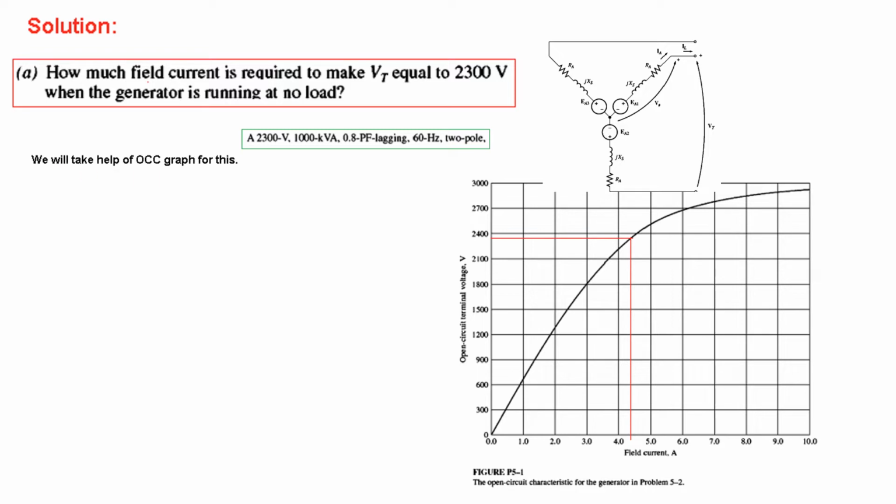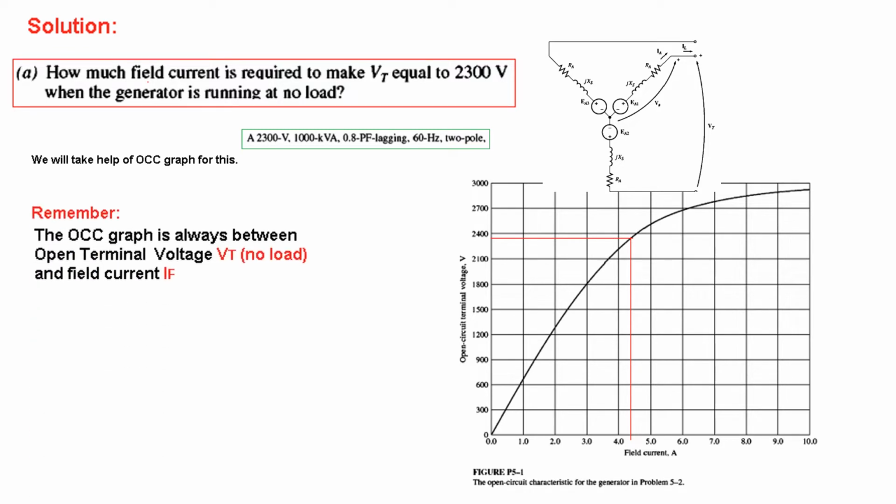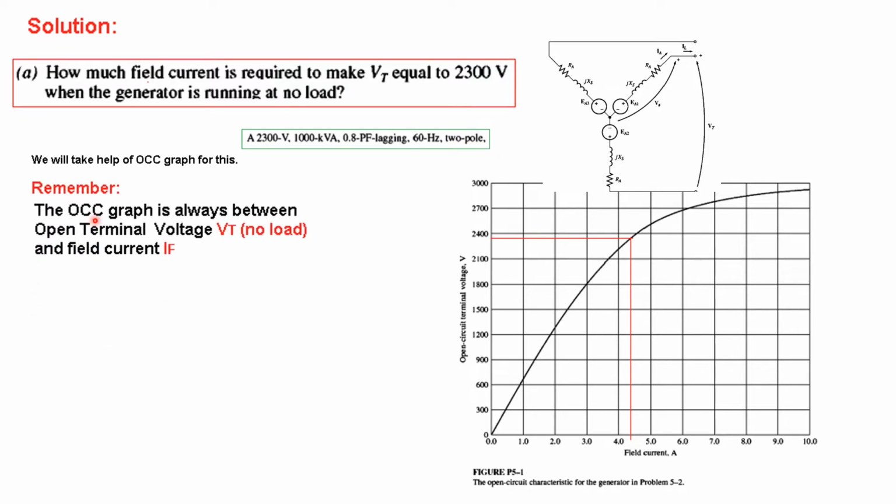So we'll take help of the OCC graph. So this is the graph, and this is very simple. Remember, the OCC graph is always between the open circuit terminal voltage, that is Vt, which for the three phase is actually line to line voltage, and the field current If. So from the graph, for 2300 volts, we see that the field current is about 4.3 ampere. So this is the first part.